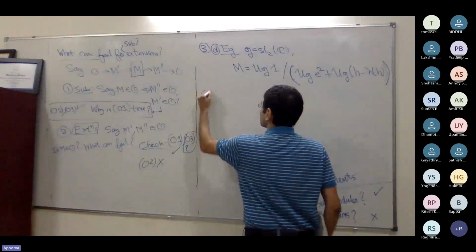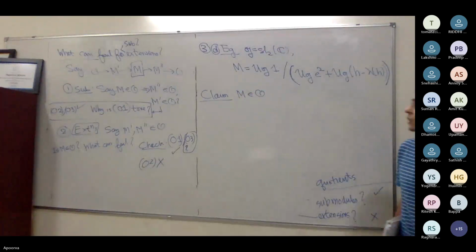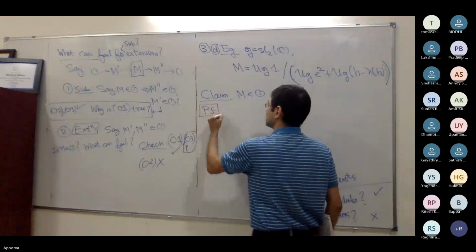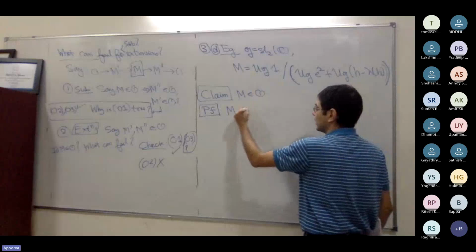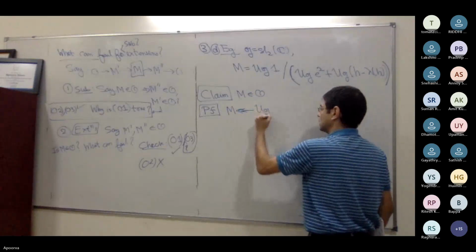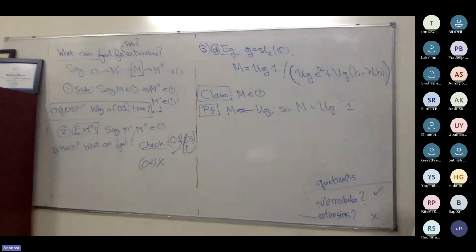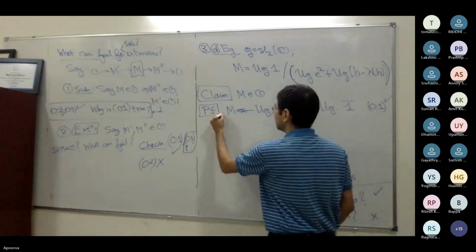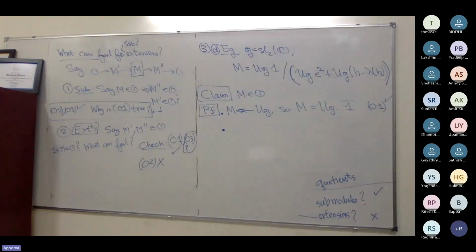The claim is that M belongs to the category. So proof. Let's check this. First of all, M is again a quotient of UG. Therefore, M is the same as UG times the image of 1, whatever this vector. So it is singly generated, so finitely generated. Okay, great. What can you say about the structure of M itself?